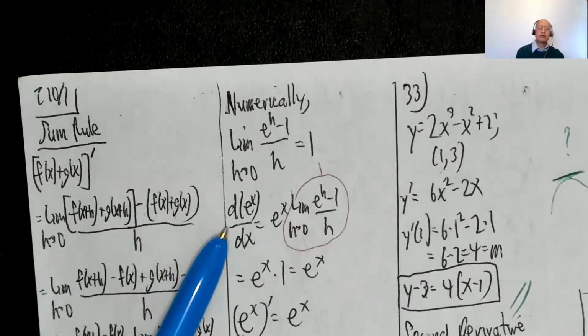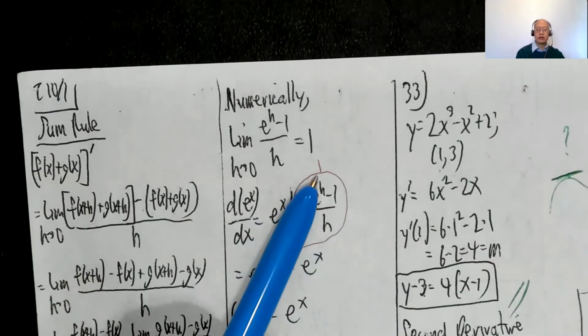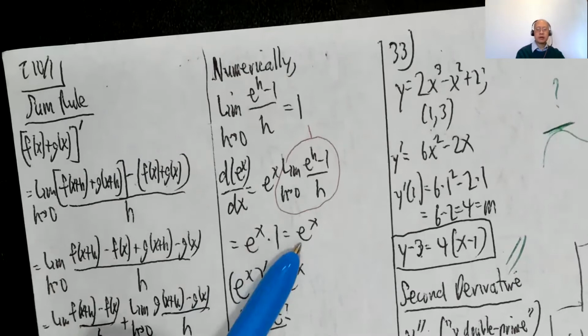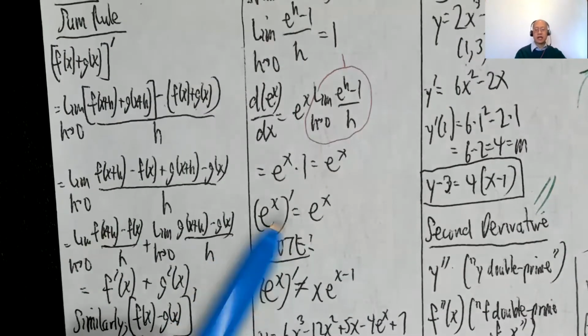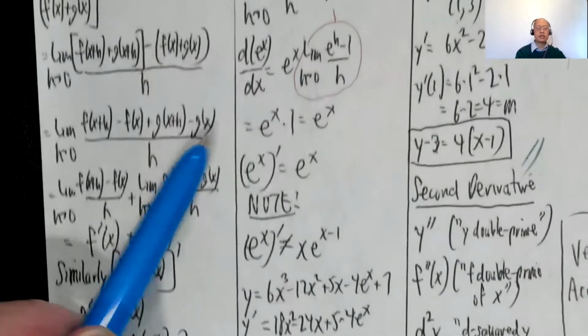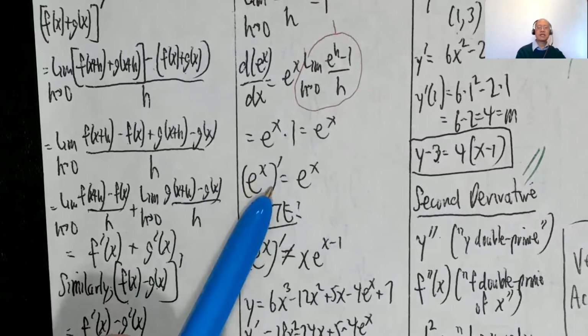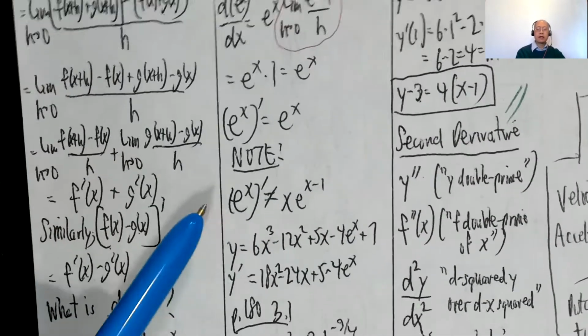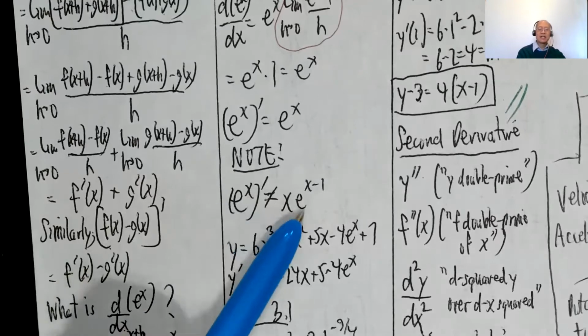So therefore, the derivative with respect to x of e to the x is e to the x times this limit, which we found to be 1. So it's e to the x times 1, or e to the x. Bottom line, the derivative of e to the x is e to the x. Again, you're not responsible for any of these derivations. I'm just showing you what the result is. So the derivative of e to the x is e to the x. And a word of caution, that means the derivative of e to the x is not x e to the x minus 1. Watch out for that.